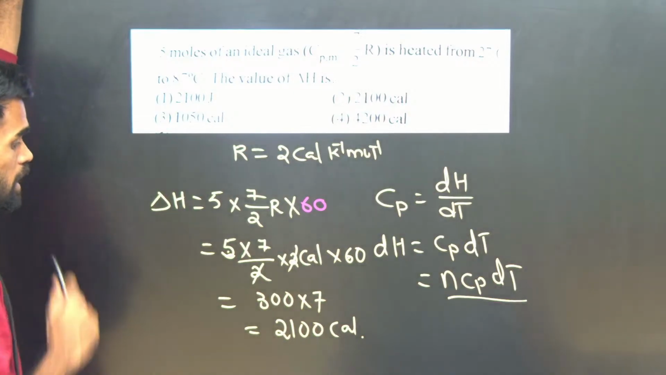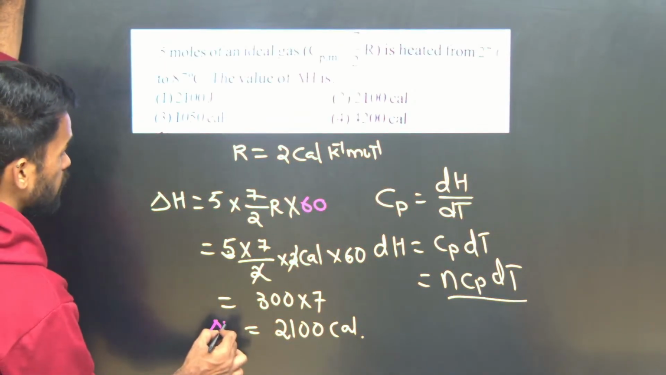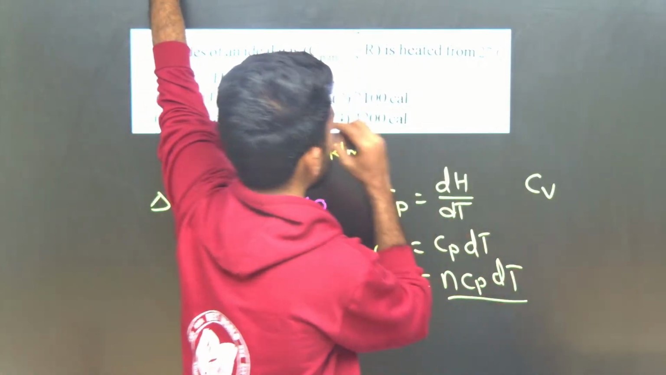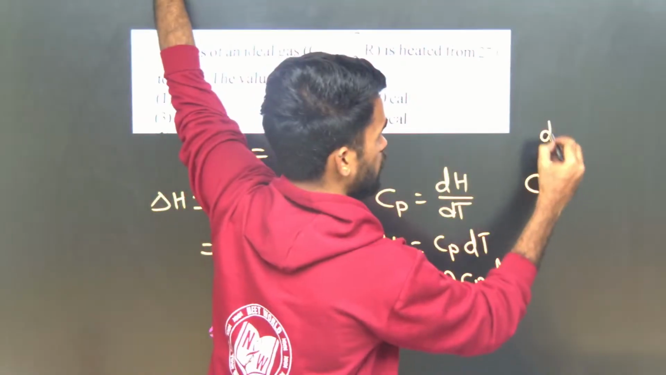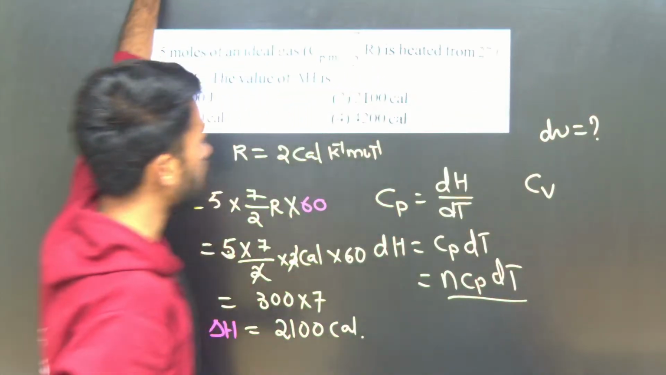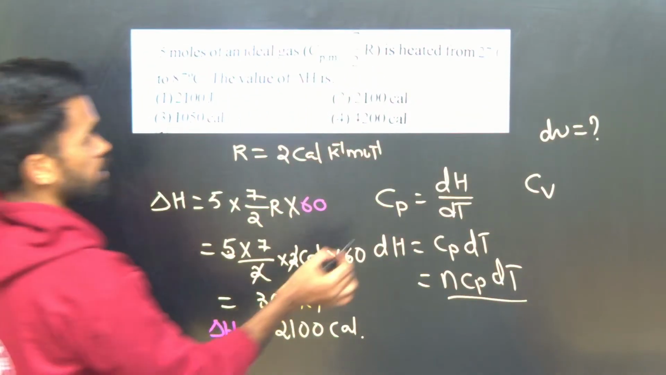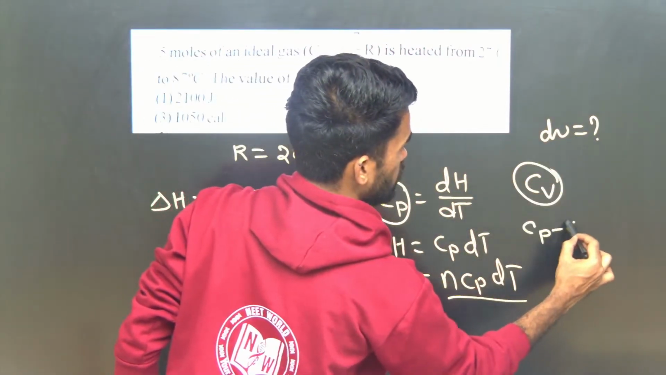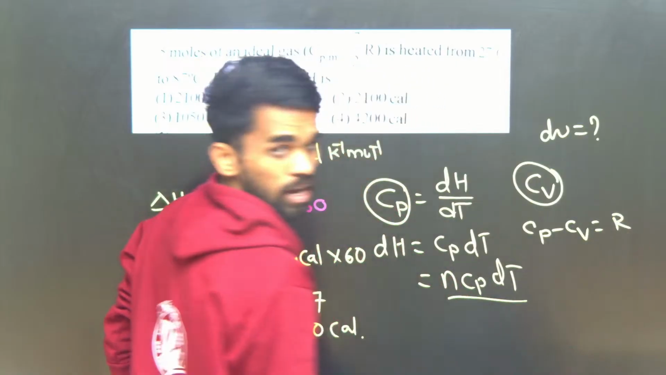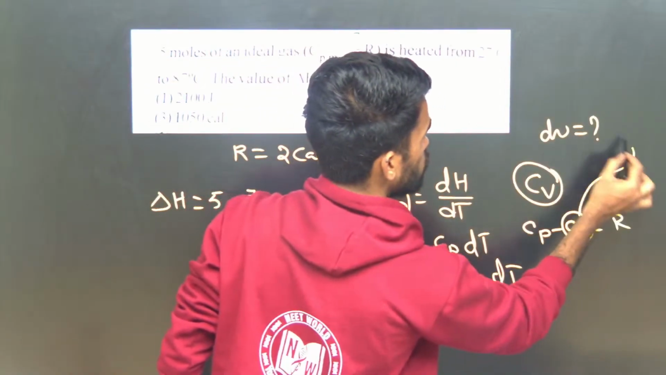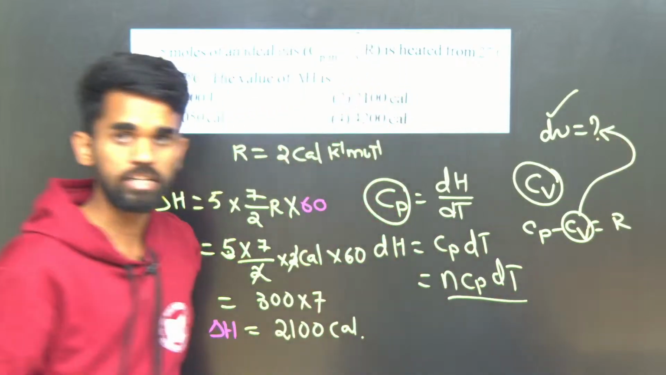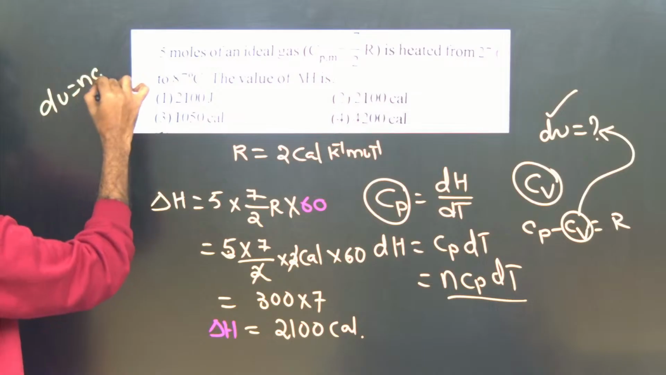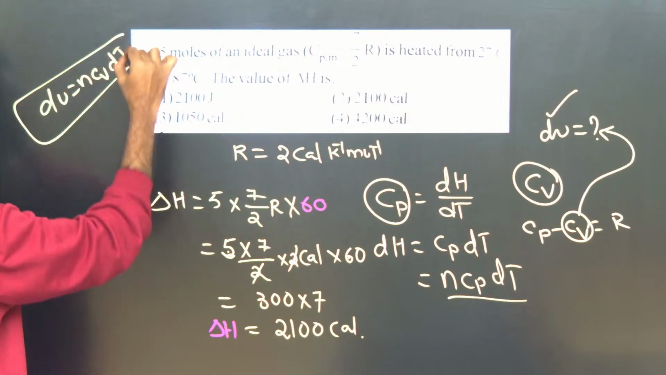In the same way, what if they ask for Cv by giving the same data, or they ask for dU, how can you calculate this? If they ask for dU, it's simple. They have given Cp, so from that you can find Cv by using the Cp minus Cv relation. After finding Cv, just substitute over here and you will get your dU. So dU equals n Cv dT, the formula that you need to use here.